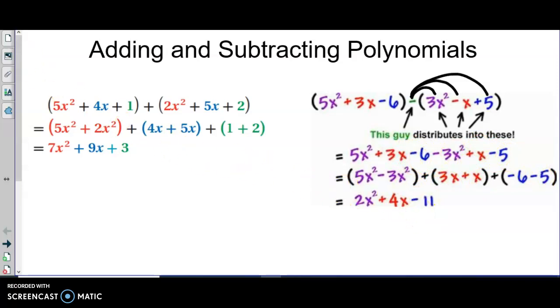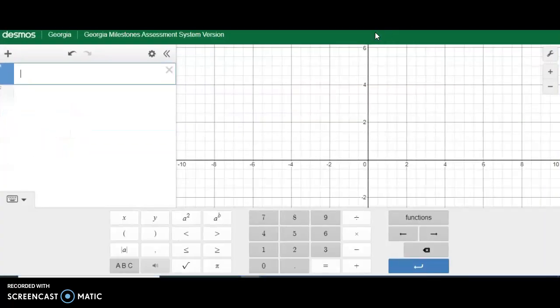Something that I didn't mention in the last video that I wish I would have mentioned, when you're combining like terms, you know, we use Desmos for a lot of things, right? But one thing you can't do is type in 2x plus 3x and get 5x. Desmos does not tell you that. You have to know that when you combine like terms, you can just leave off the x's and then add the x back on the answer.